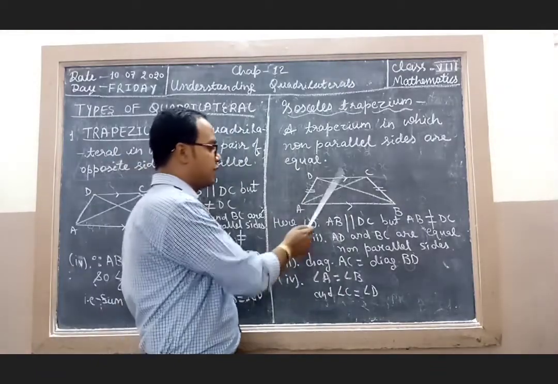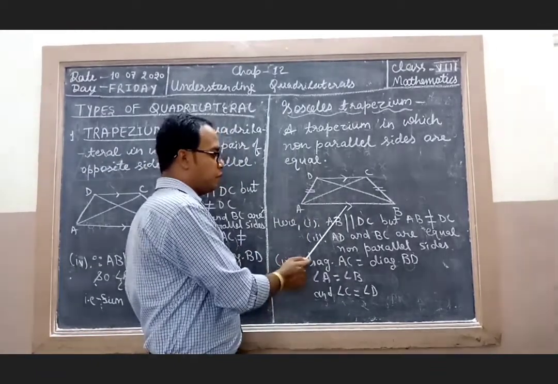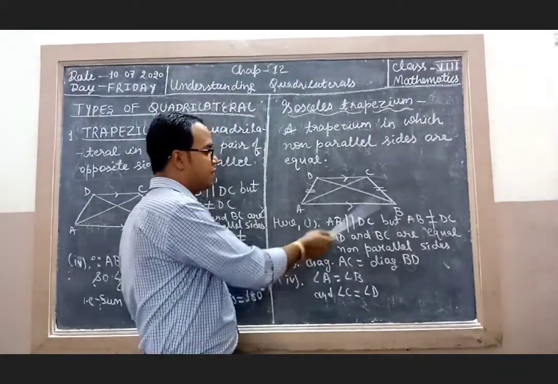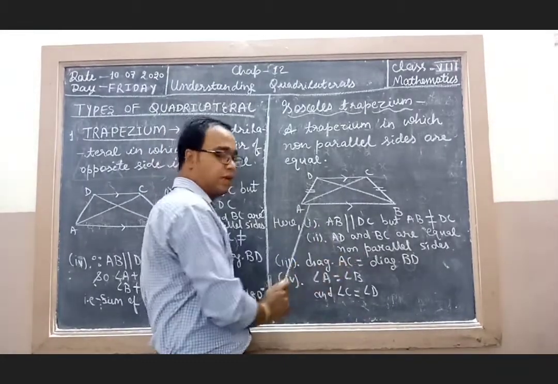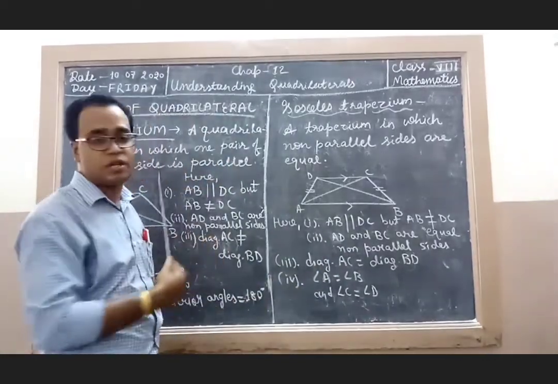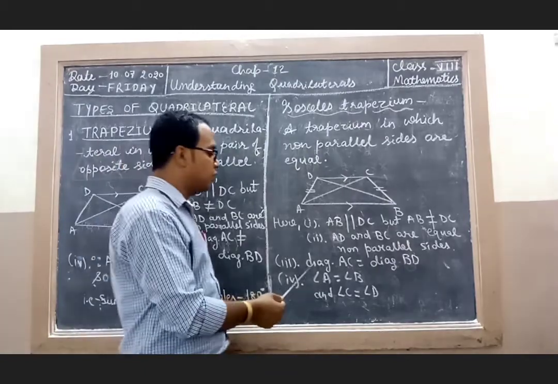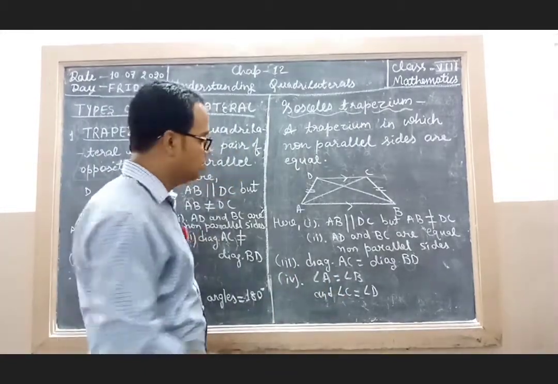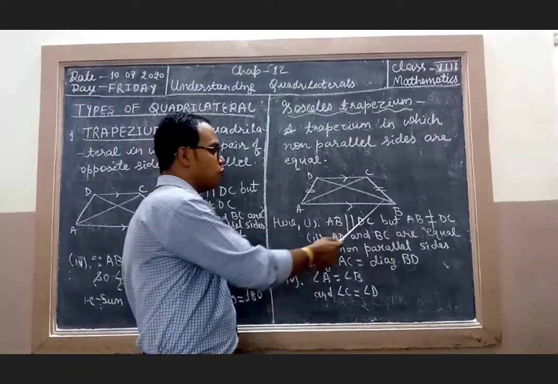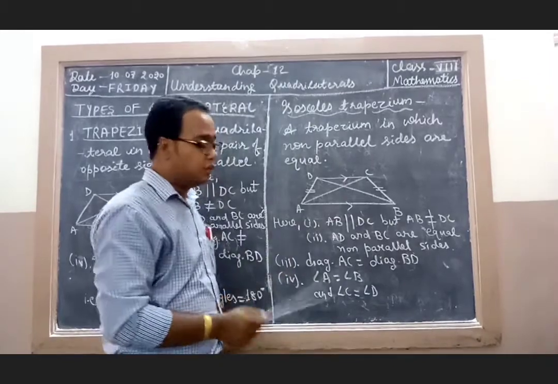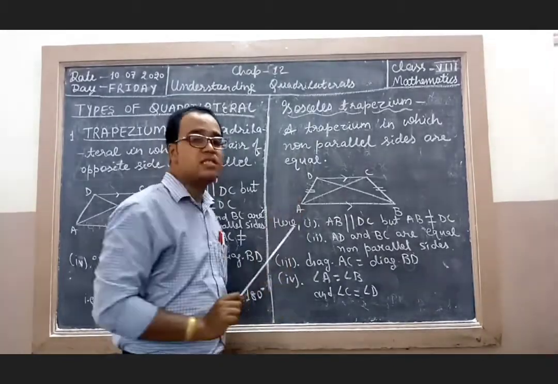Here AB is parallel to DC, but the measure of AB is not equal to DC. Second point, AD and BC are non-parallel sides, but they are equal. AD and BC are equal non-parallel sides, so it is called an isosceles trapezium. Third point, diagonal AC equals diagonal BD. Diagonals are equal. Fourth point, angle A equals angle B and angle C equals angle D. It happens only in an isosceles trapezium.